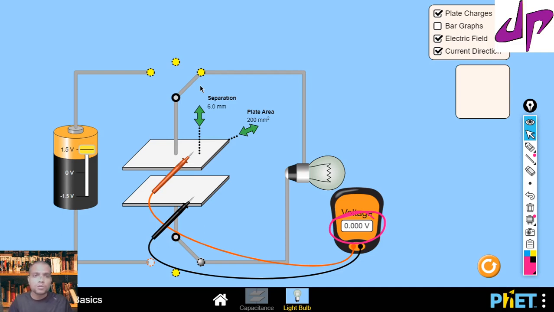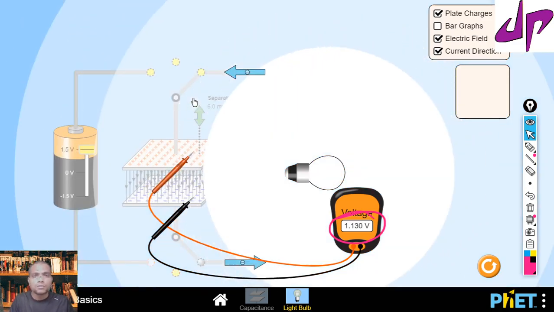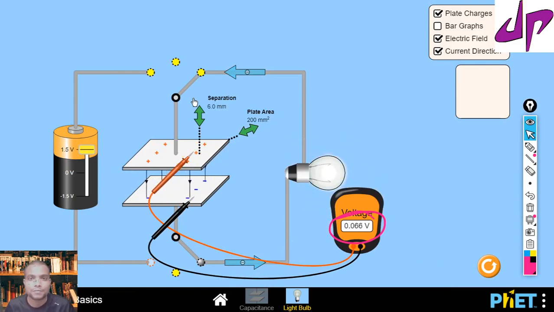Now there is no potential difference here, so there is no light, no intensity on the bulb. Here the bulb is not directly connected to the source. We connected to it via a capacitor. That is the advantage of the capacitor, how it can store and use the charges.